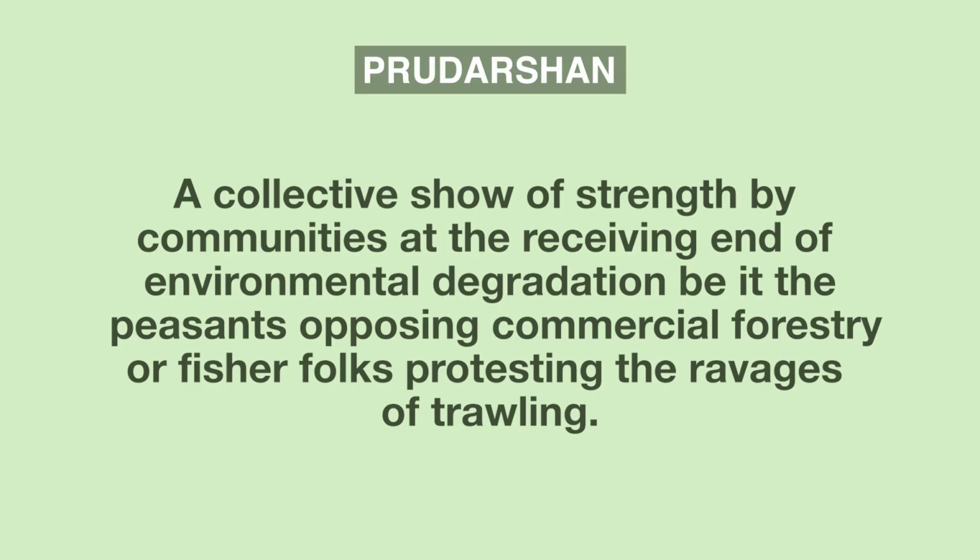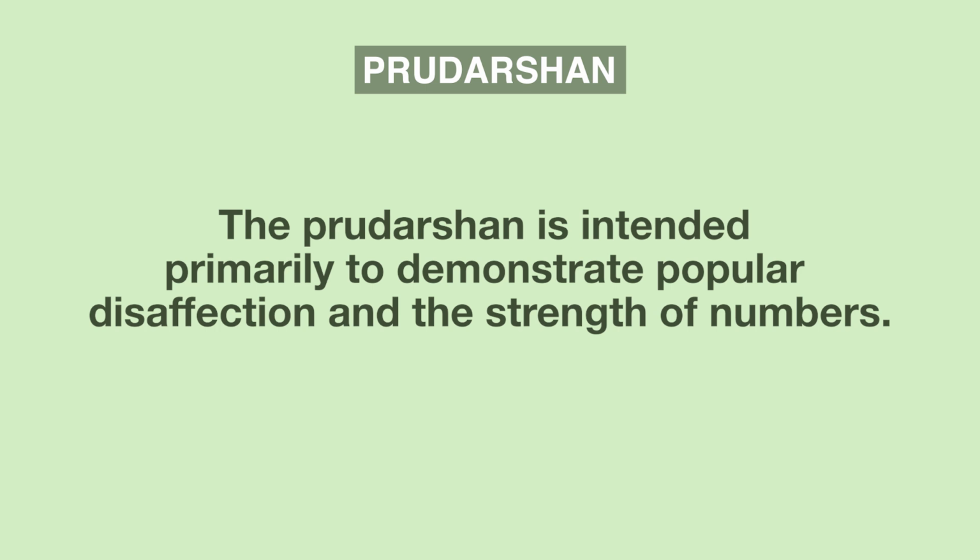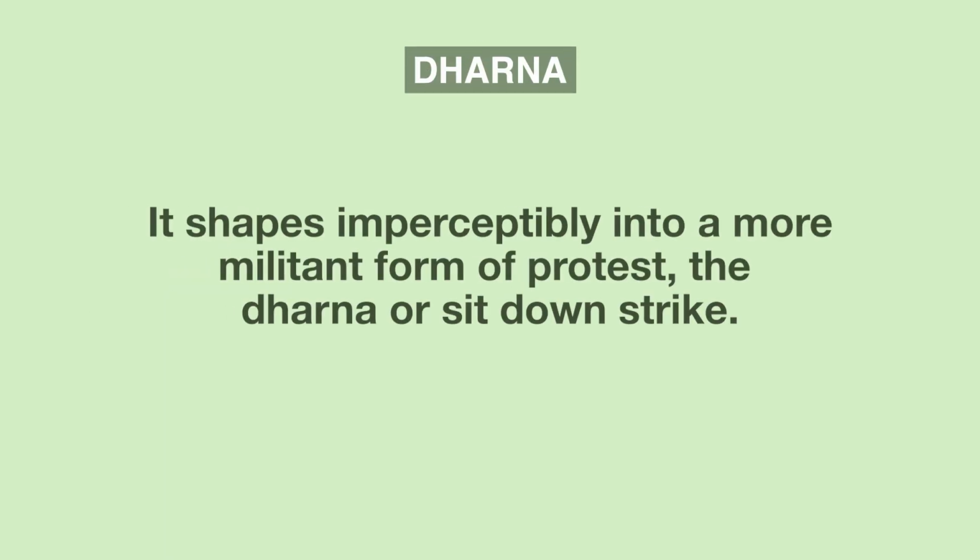First comes the Pradarshan, a collective show of strength by communities at the receiving end of the environmental degradation, be it the peasants opposing commercial forestry or fisher folk protesting the ravages of trawling. The Pradarshan is intended primarily to demonstrate popular disaffection and the strength of numbers. It shades imperceptibly into a more militant form of protest, the dharna or sit-down strike.